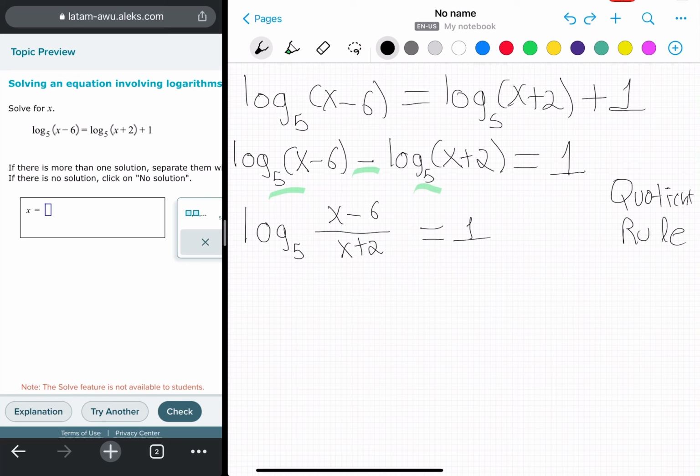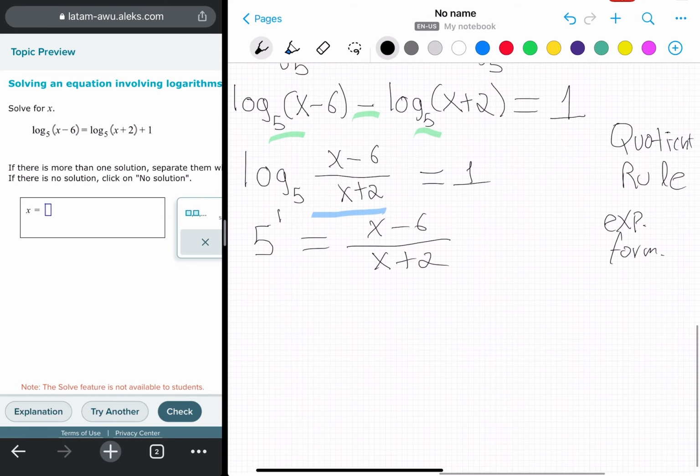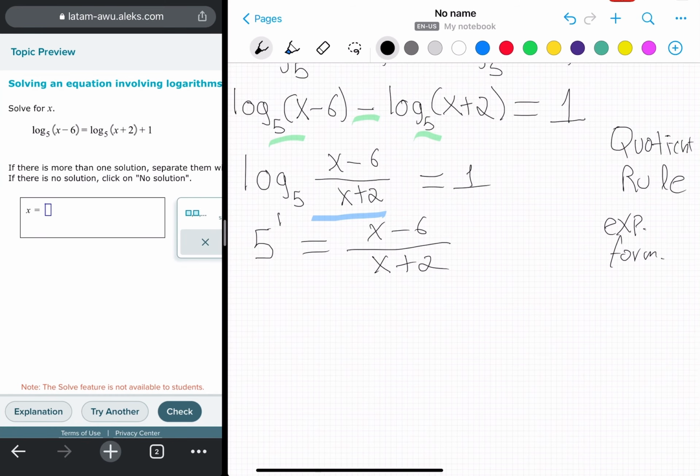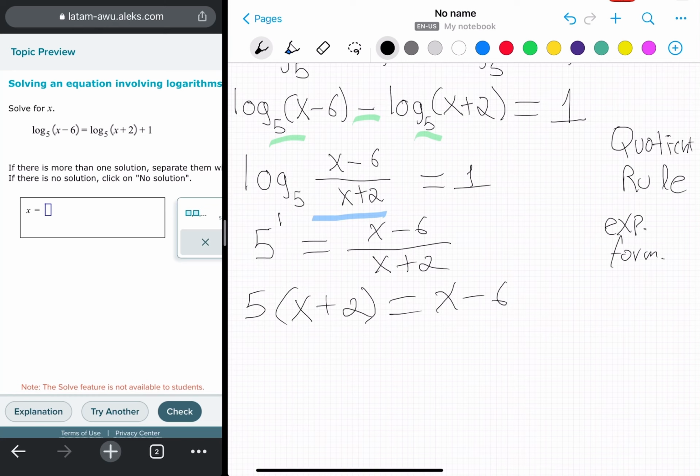So I take it to the exponential form. To do that, I only take the base, which is 5, the exponent, which is 1, and that has to be equal to the argument. The argument is everything here: x minus 6 over x plus 2. Alright, now I take the denominator to the left side. That's 5 times x plus 2 equals x minus 6.